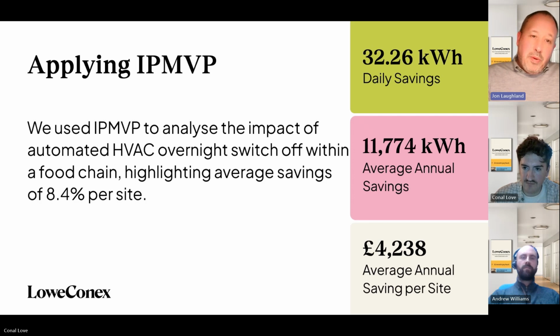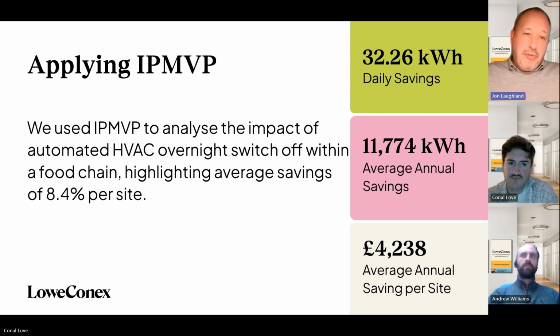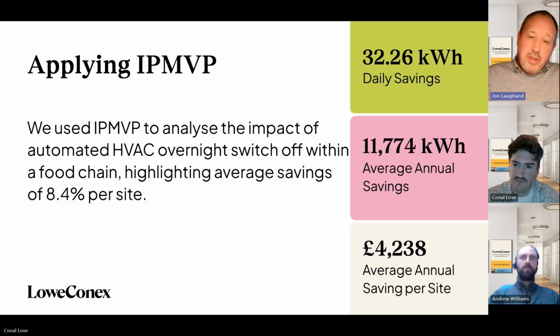So we automated that HVAC overnight switch off within the whole of their estate, and we saved an average of 8.4% per site, which annualized into a monetary figure was £4,238 per site. You then extrapolate that over the hundreds and hundreds of sites they had, and you get a very large saving.